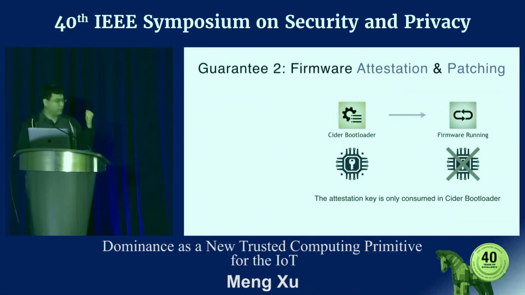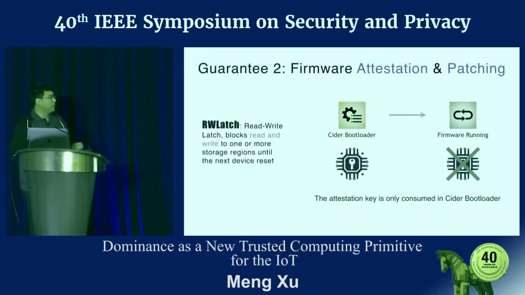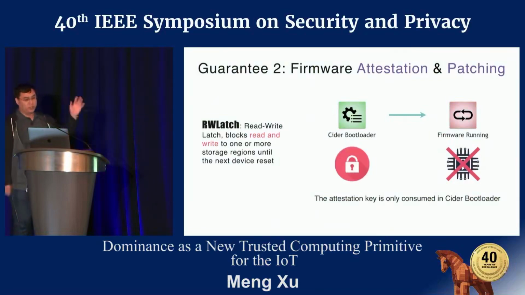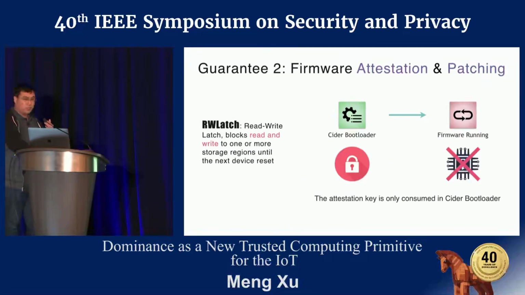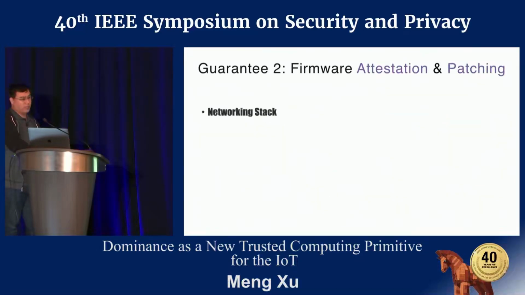So how do we seal this attestation key? We use the reader-writer latch. Recall that when you apply the latch, there are no more accesses to the region. Therefore, we consume the key in the bootloader, and right after that, we immediately apply the latch. Therefore, no more reads and writes to the region, and there's no way the compromised firmware can learn it.